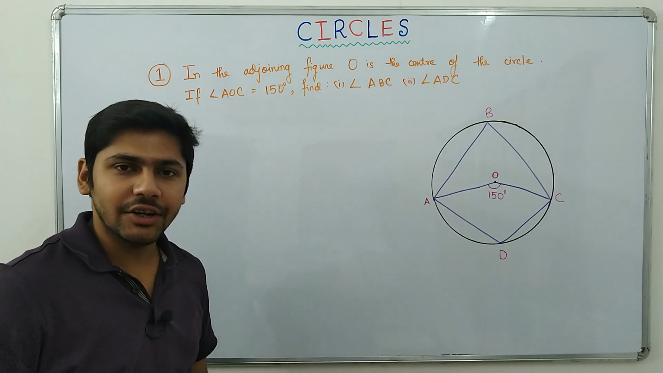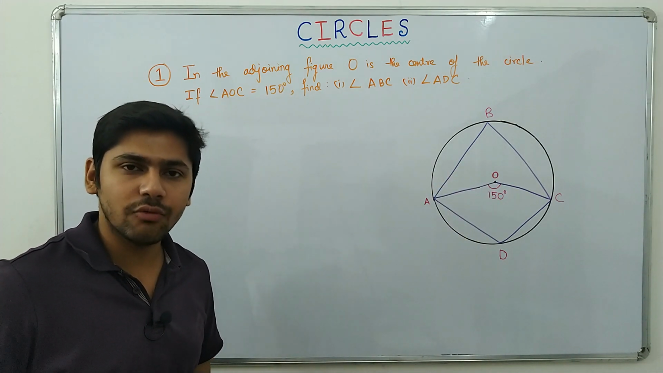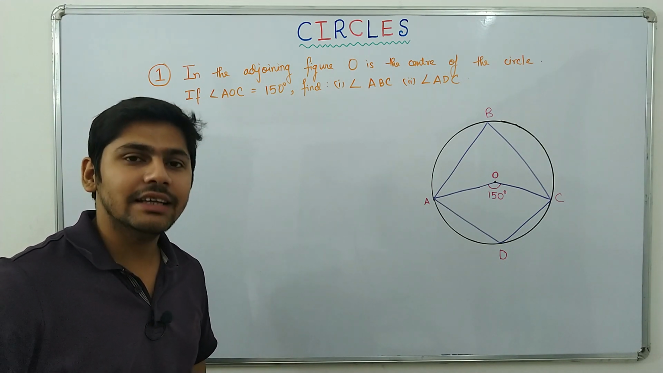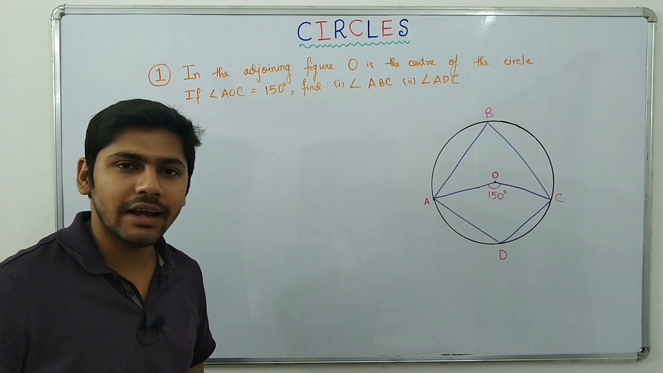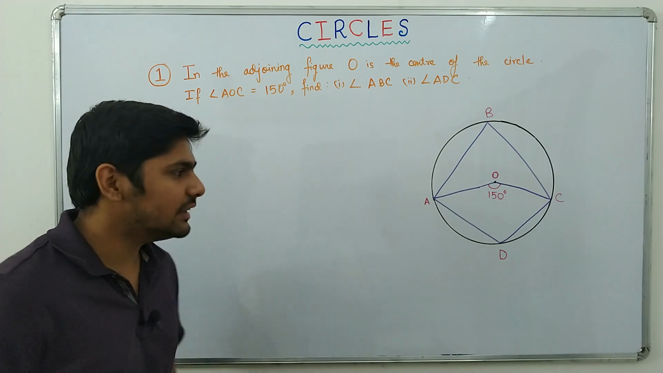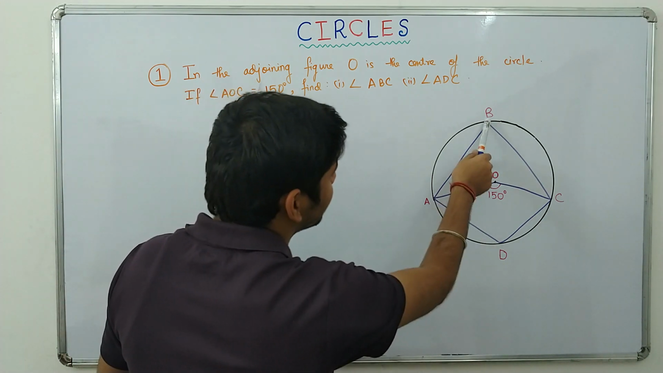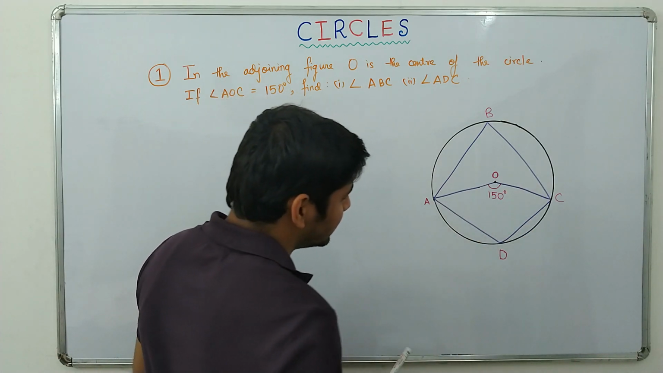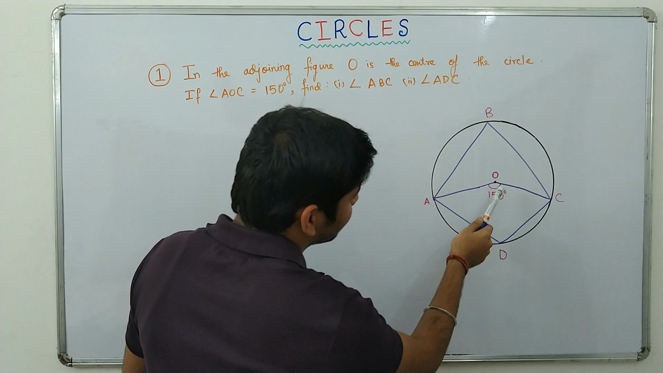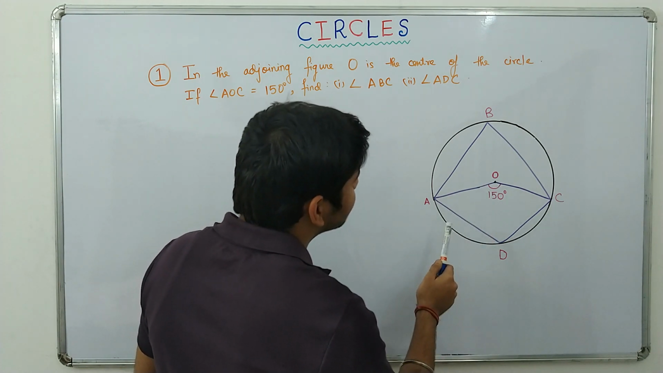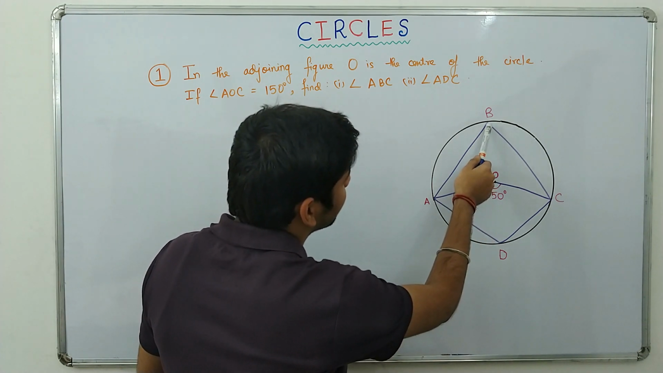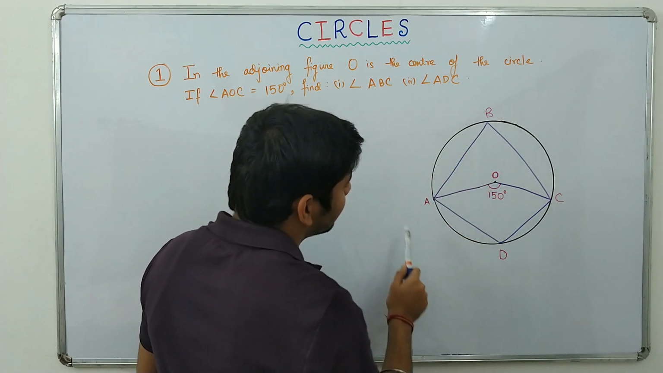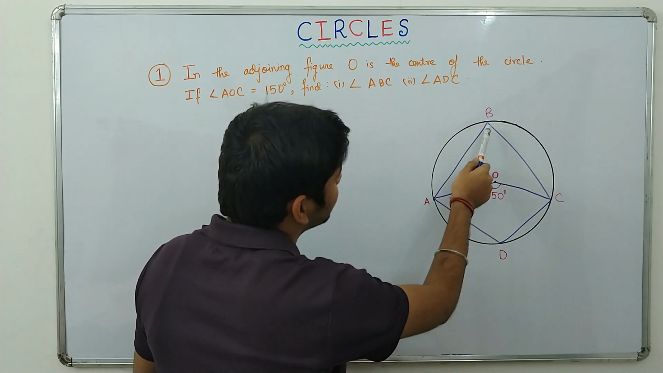In the previous video, the first theorem that we studied was the angle subtended by an arc at the center is double the angle subtended by it at the circumference. So using that we can find angle ABC. We can see that AC is an arc of the circle. It subtends an angle at the center O and it subtends an angle at the circumference at B. So this angle will be double this angle. So using this we can find angle ABC.